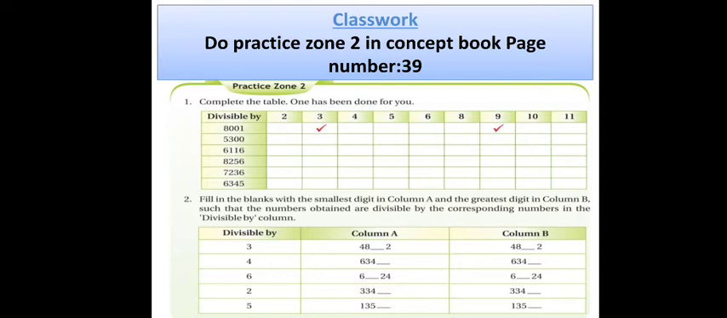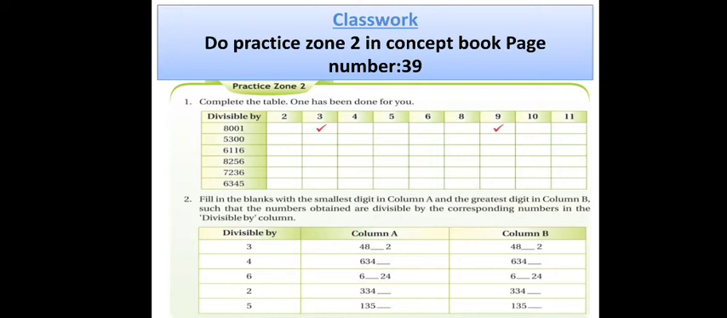So they have given some numbers. You have to check whether the numbers are divisible by 2, 3, 4, 5, 6, 8, 9, 10 and 11. You have to use the above rules and make a tick if the number is divisible by the number.